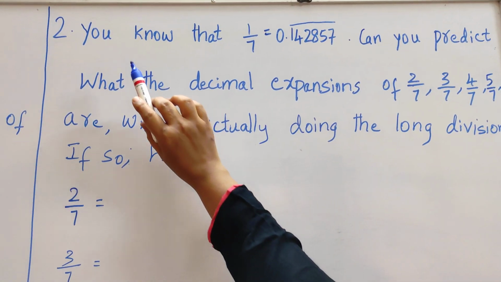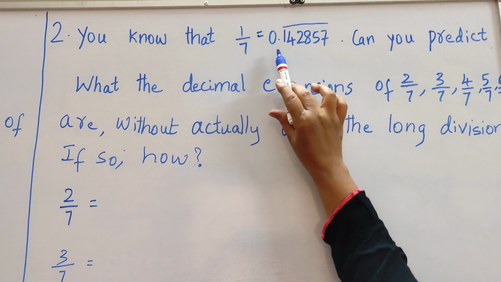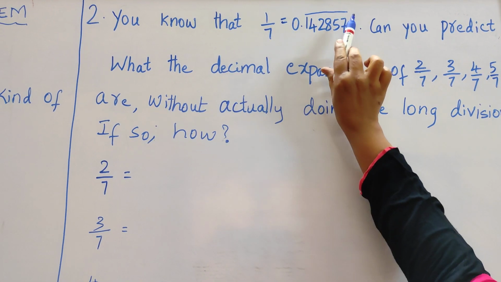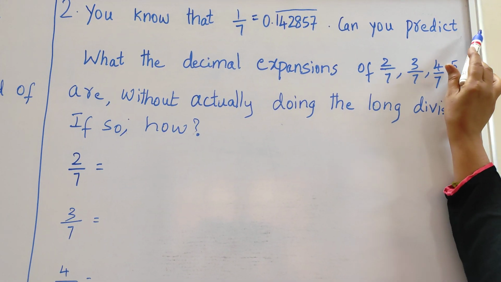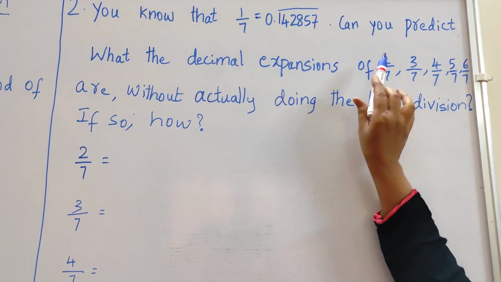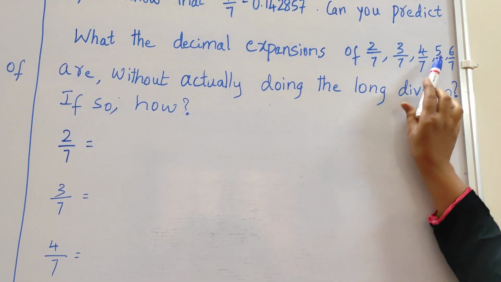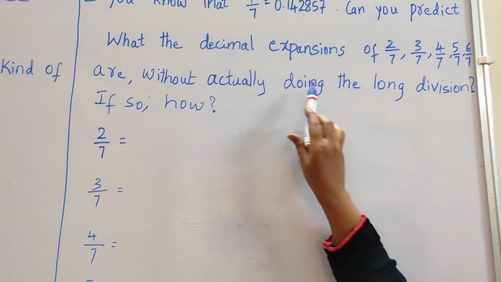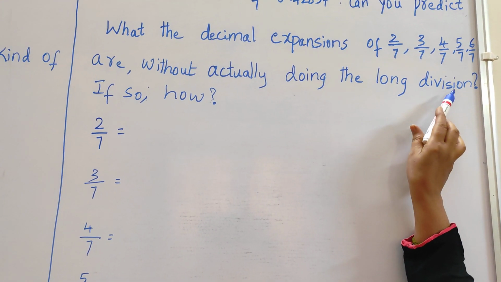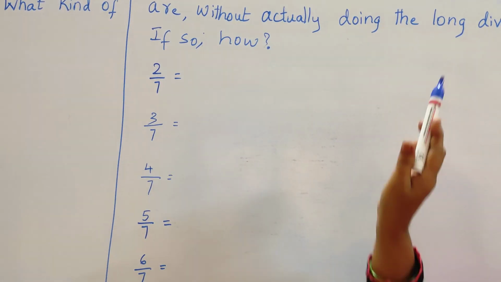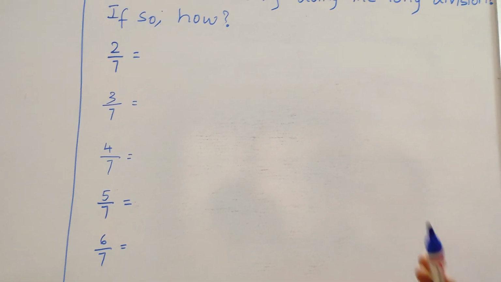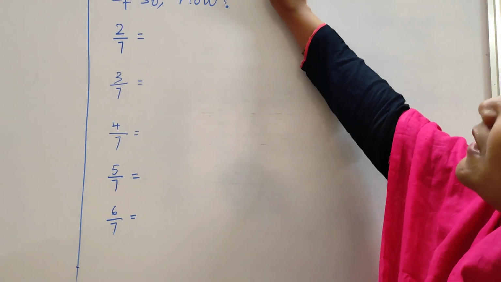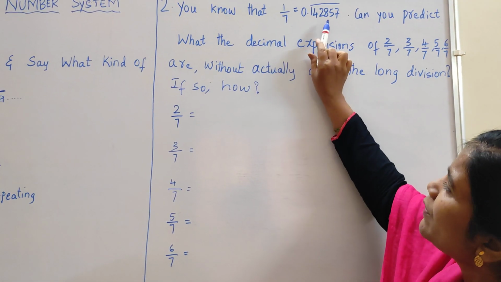Second main question, you know that 1 by 7 is equal to 0.142857. This is repeating, okay. Can you predict what the decimal expansions of 2 by 7, 3 by 7, 4 by 7, 5 by 7, 6 by 7 are without actually doing the long division? If so, how? So without division, we have to get the decimal. Look at what we have been given in the question, the 1 by 7 value.